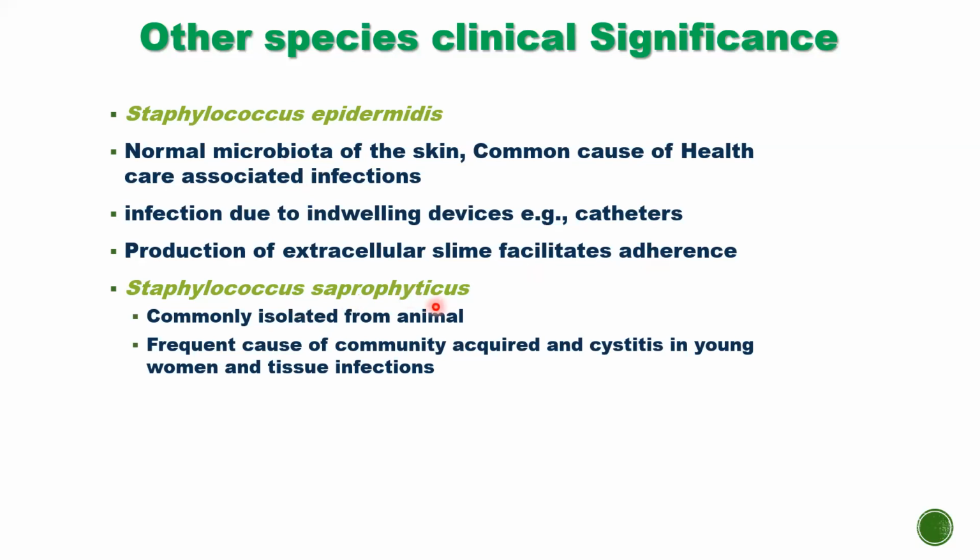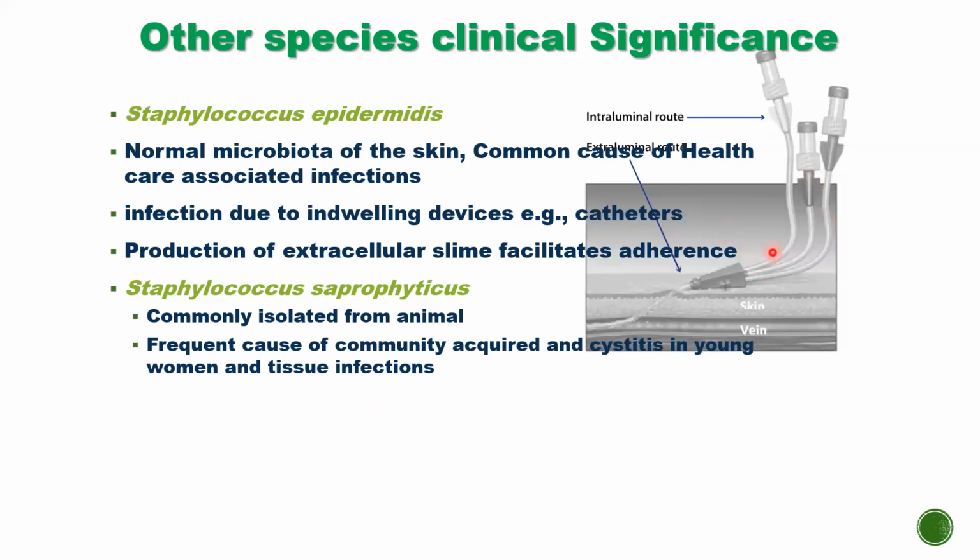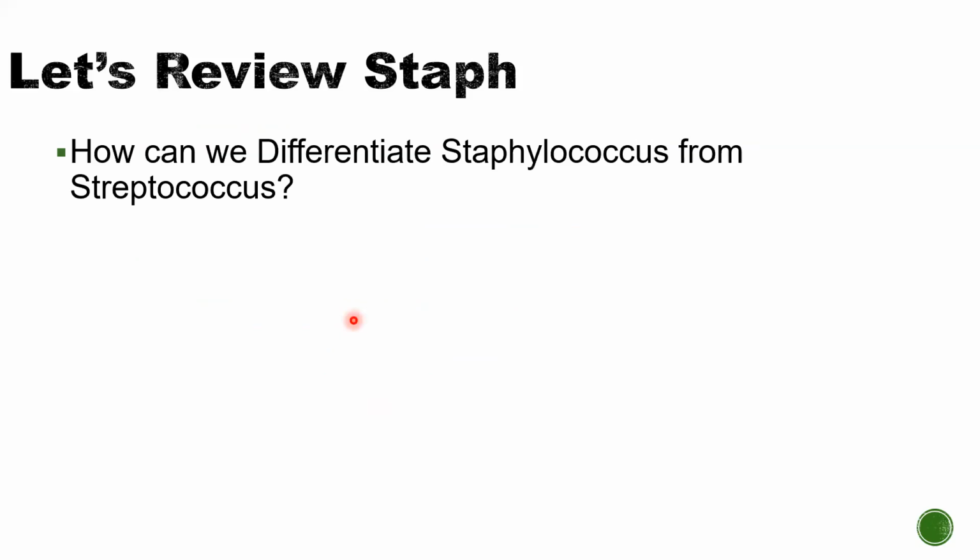Now, saprophyticus, just know that it's for urinary tract infections in young women and cystitis. High yield. Okay, this is a picture that shows it when you insert catheters. The epidermidis gets excited and it wants to cause the infection because it sticks to it. Okay, so yeah.